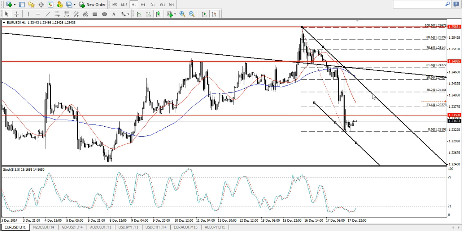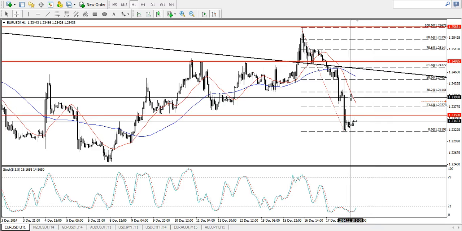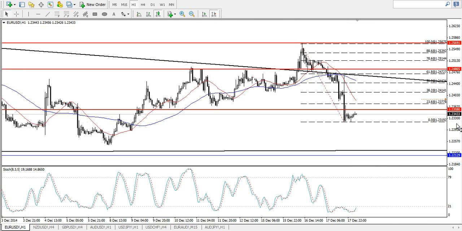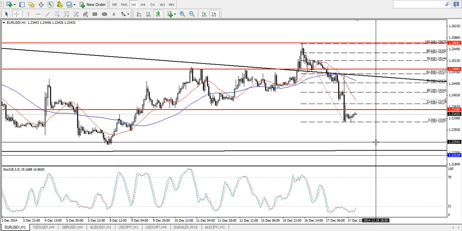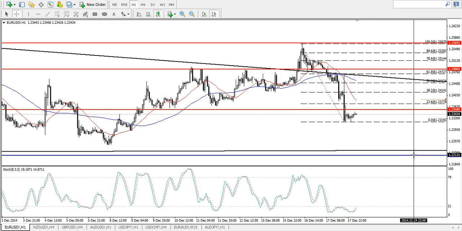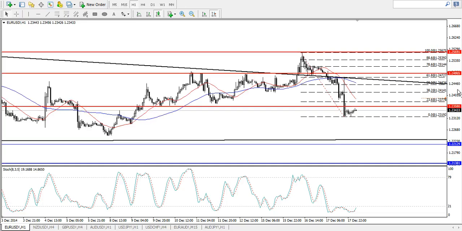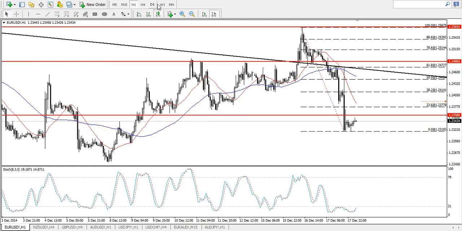Right, so that is for the euro against the US dollar. And of course, the first level we're going to look for is the previous low, 1.2254, followed by the first exhaustion level, 1.2212, and next will be 1.2138. Right, that is looking on the downside.